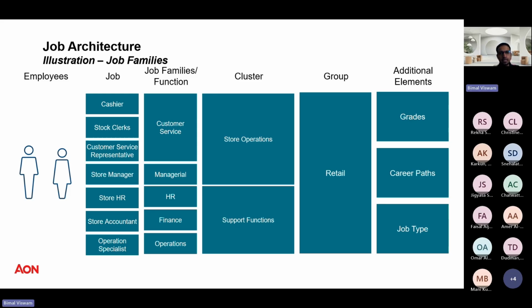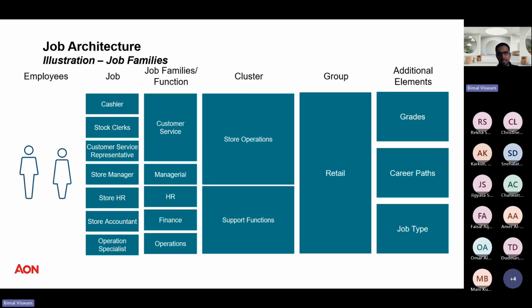As you can see from the slide, this is essentially what job architecture is all about. And if I have to translate what you see on the slide into words, job architecture essentially is about the hierarchy of jobs within your organization.